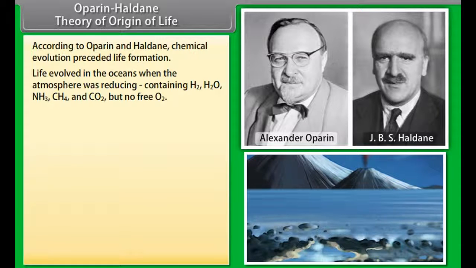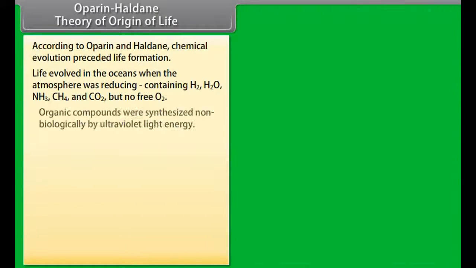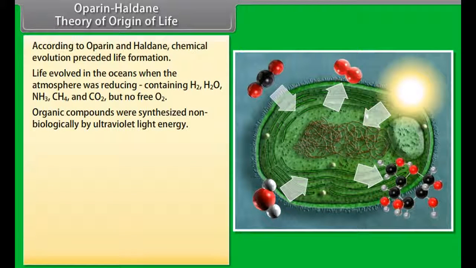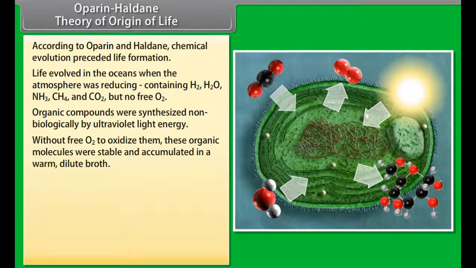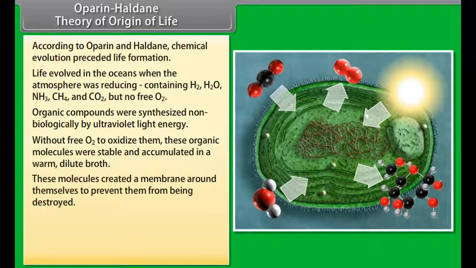Oparin-Haldane theory of origin of life. According to Oparin and Haldane, chemical evolution preceded life formation. Life evolved in the oceans when the atmosphere was reducing, containing H2, H2O, NH3, CH4, and CO2, but no free O2. Organic compounds were synthesized non-biologically by ultraviolet light energy. Without free O2 to oxidize them, these organic molecules were stable and accumulated in a warm, dilute broth.